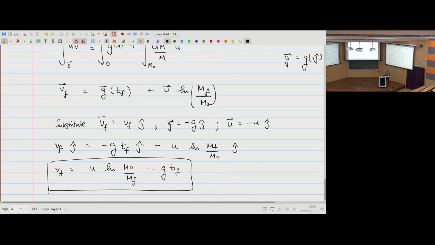The final velocity expression for a rocket that is launching from the surface of Earth, or from any planet for that matter, is given as this. So we see that now we have an extra term because of the Earth's gravitational pull, that is minus g times t. Let's get rid of the f here.